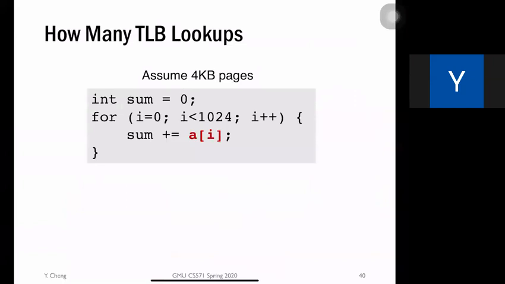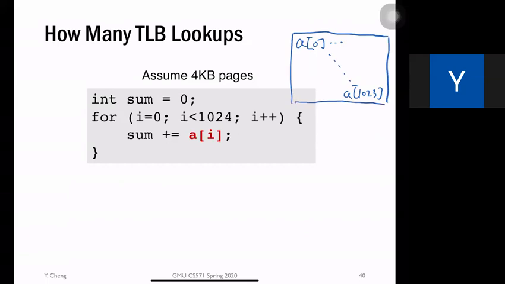So in this example, you'll be asked how many TLB lookups for this array iterator kind of pattern, assuming 4 KB pages. So in this case, you iterate through this array of 1024 elements, and each element is a 4-byte integer. So that means this array itself, from A[0] all the way to A[1023], is 4 KB worth of memory.